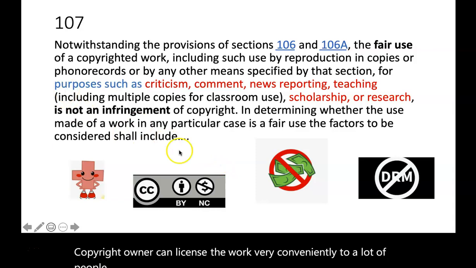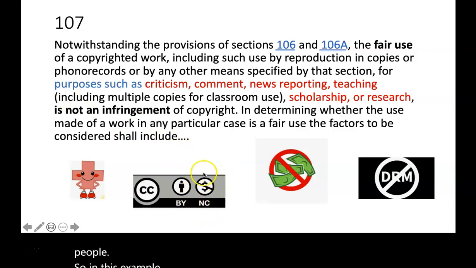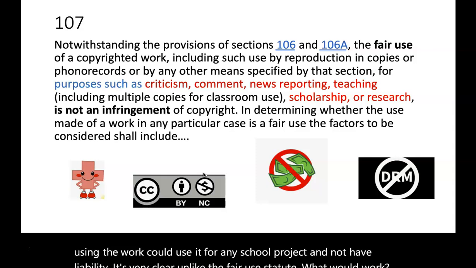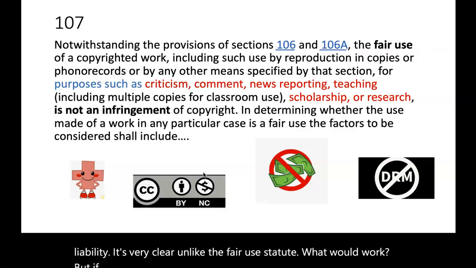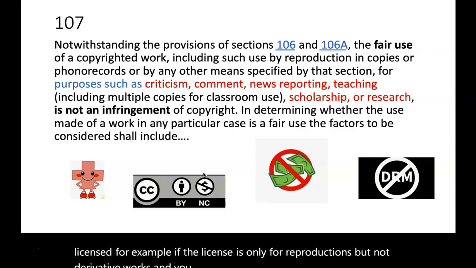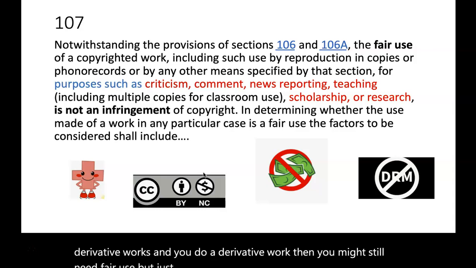So in this example, it says non-commercial. So that means someone using the work could use it for any school project and not have liability. It's very clear, unlike the fair use statute, what would work. But if you use a work under Creative Commons for a use that's not licensed, for example, if the license is only for reproductions but not derivative works, and you do a derivative work, then you might still need fair use. But this is just to remind you that fair use is in addition to other things like Creative Commons.